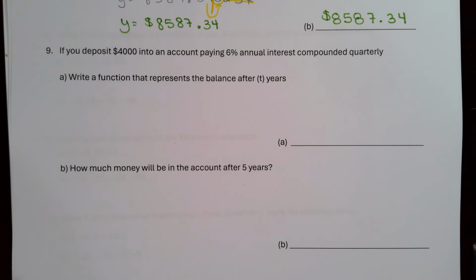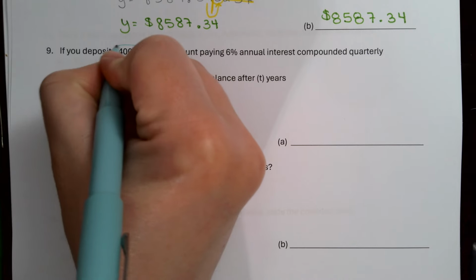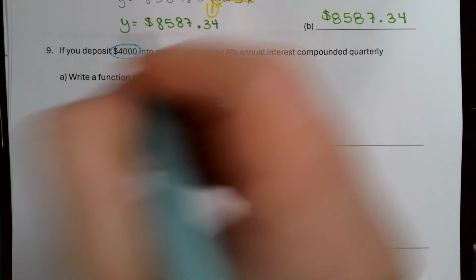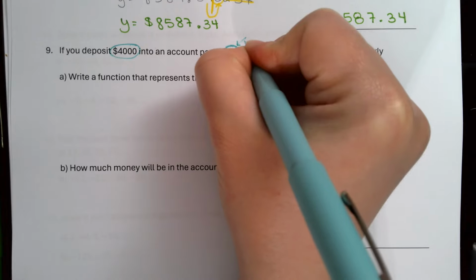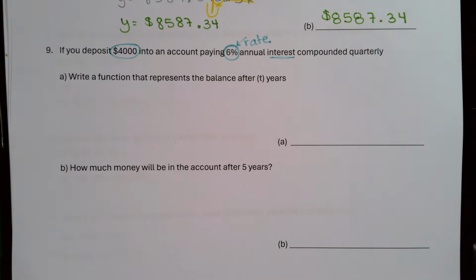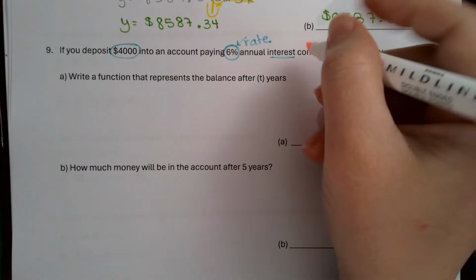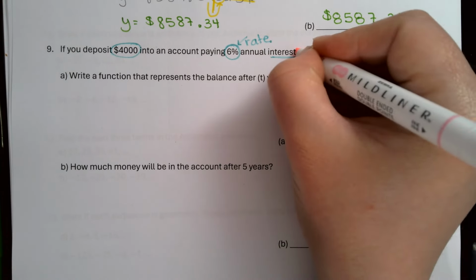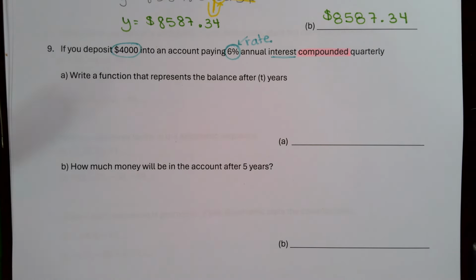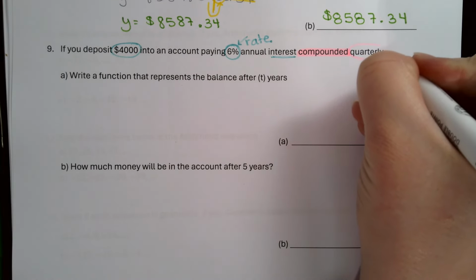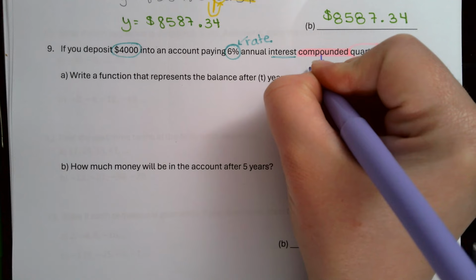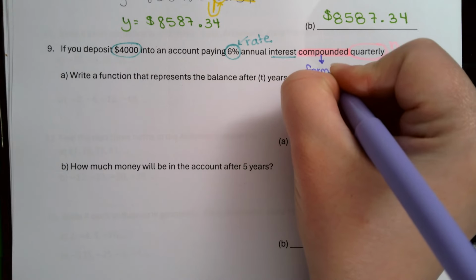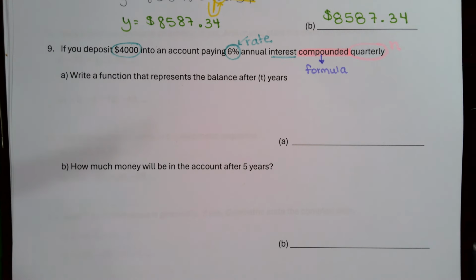Question number 9. If you deposited $4,000, so here's our starting amount, into an account paying 6% interest, so we know this is our rate. And here's a key word that we haven't seen yet in this video, and that is compounded. Our compound is quarterly. This quarterly is our N value. This compounded tells us we need to use the formula for compound interest.